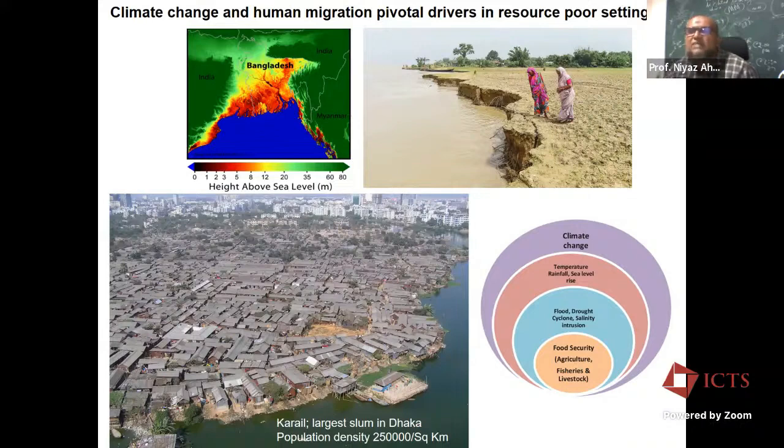For example, climate change and human migration over a period of time are pivotal drivers in some of the resource poor settings. The Himalayan glaciers are melting, and therefore the sea levels are rising in the Bay of Bengal.